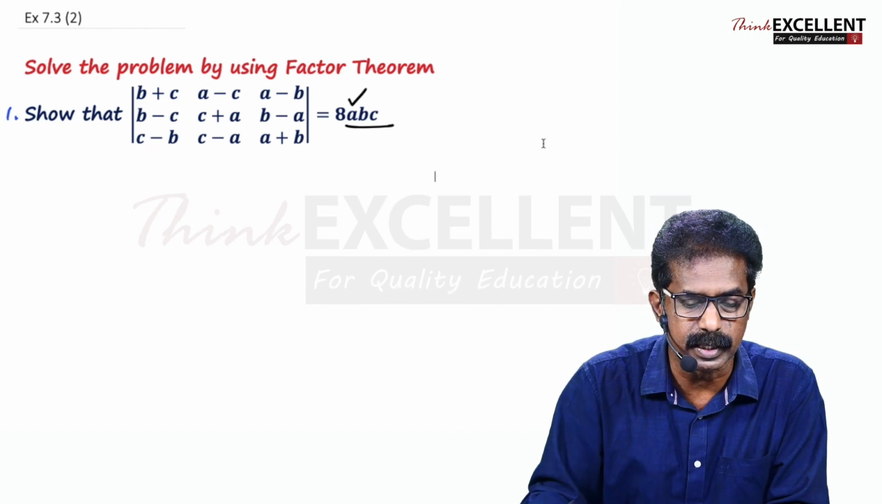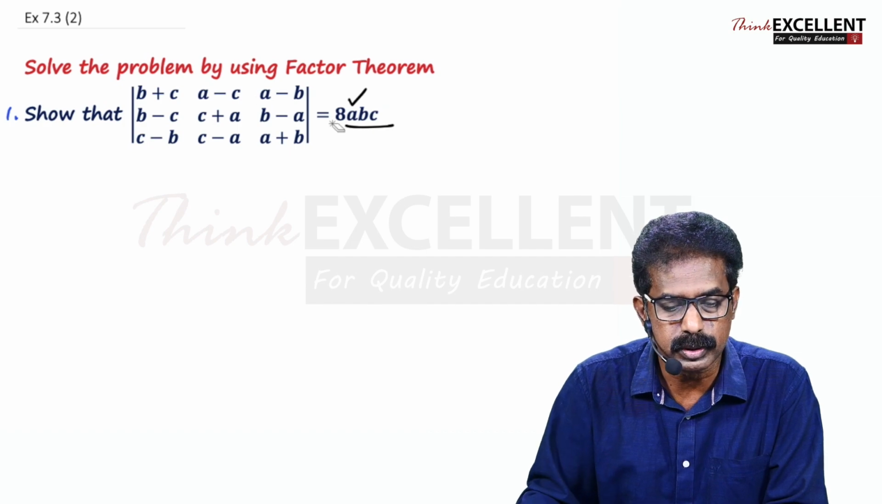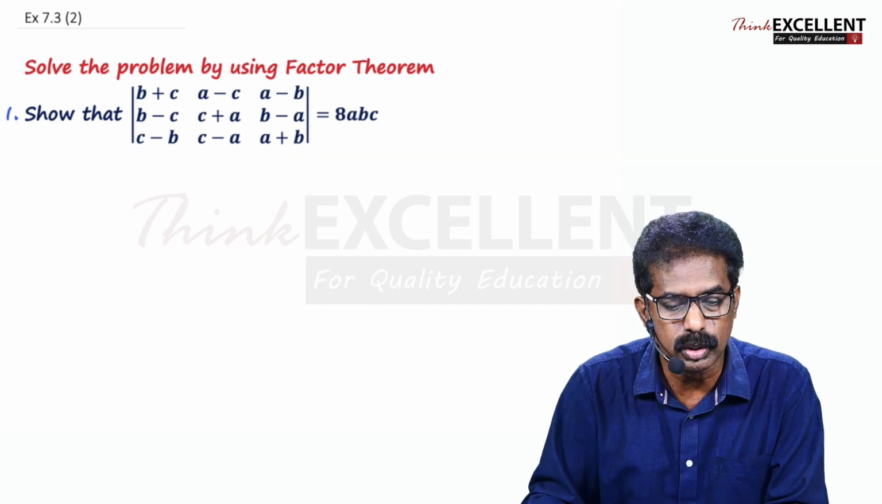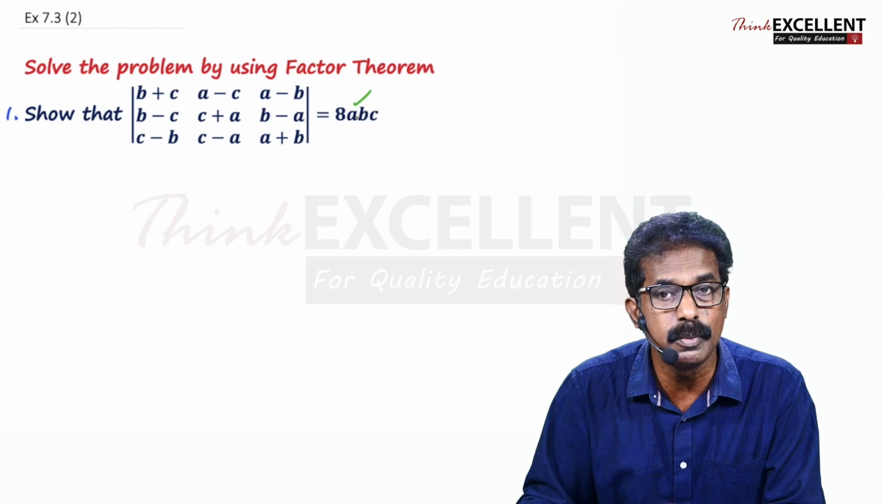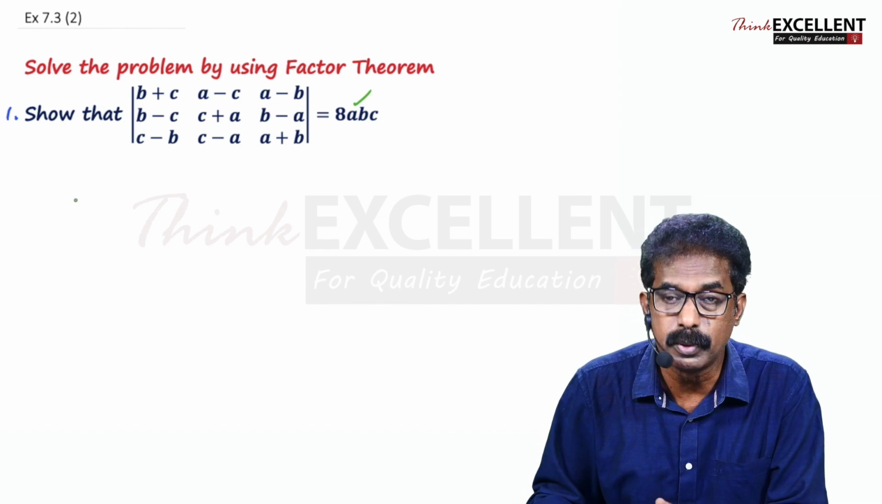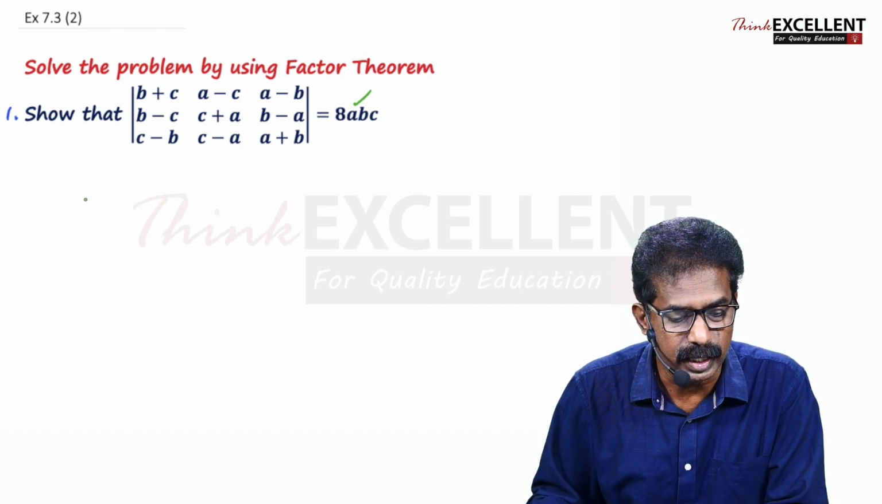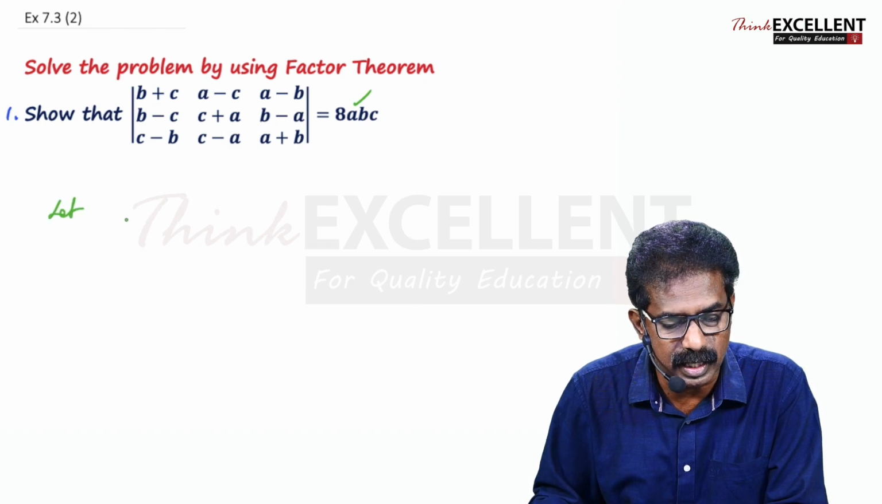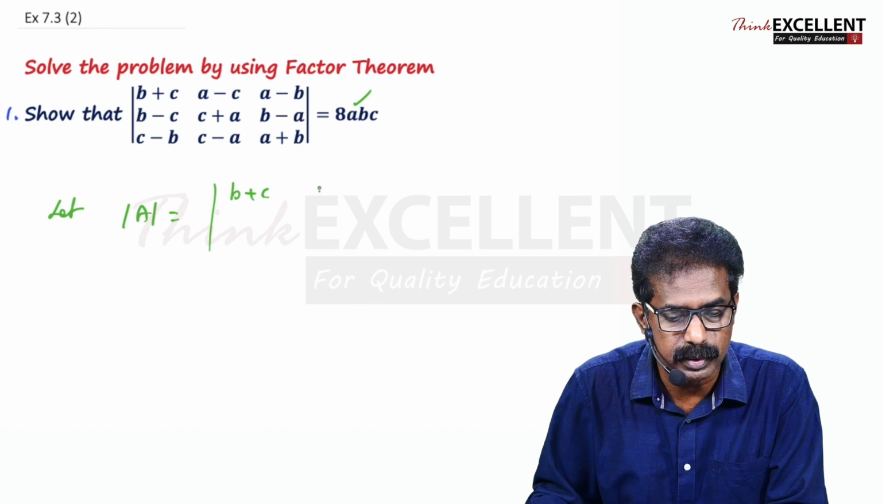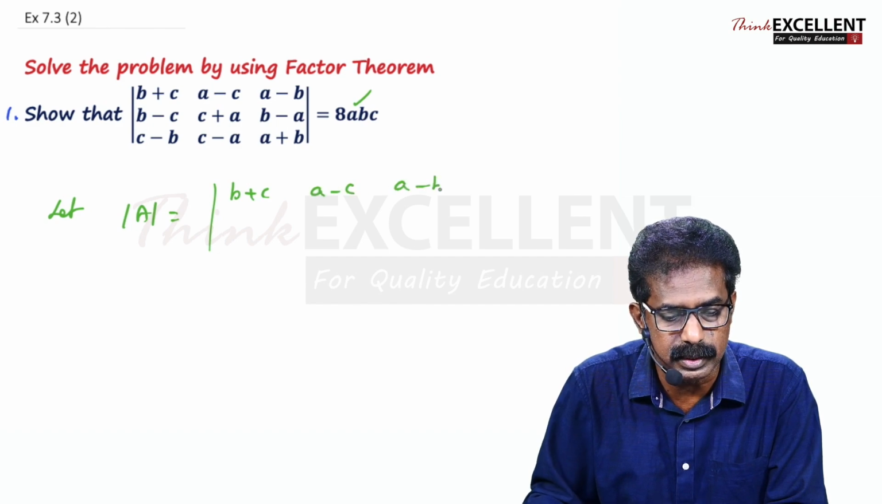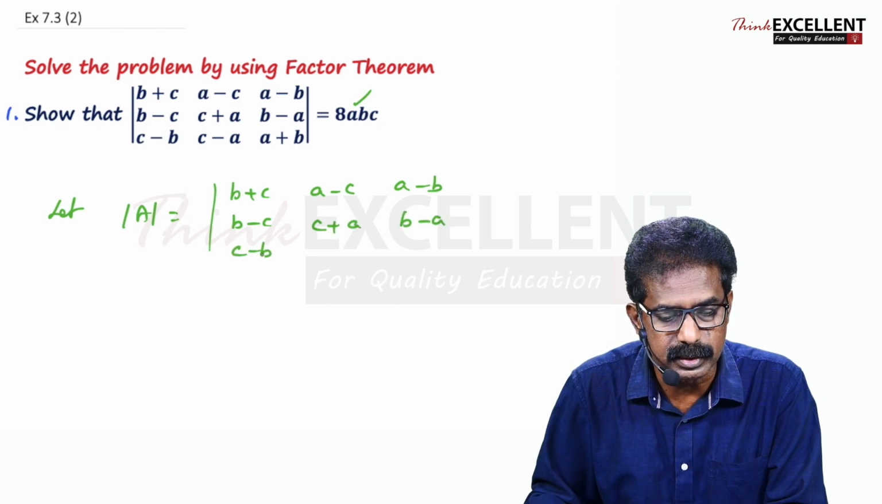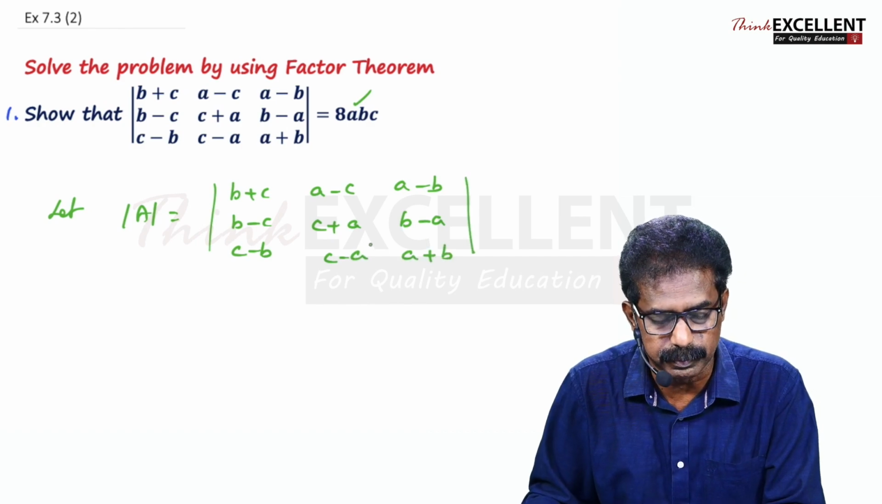Okay, so now please listen here. The question is to prove 8abc. So you have to prove a is a factor. How can you prove a is a factor? You put a equals 0. Before that, we take the LHS and I'm giving it the name determinant delta. It is: b plus c, a minus c, a minus b; b minus c, c plus a, b minus a; c minus b, c minus a, a plus b. Okay, this is determinant delta.